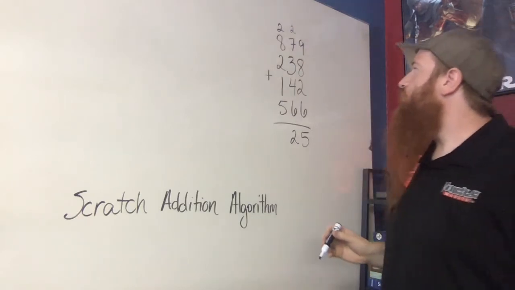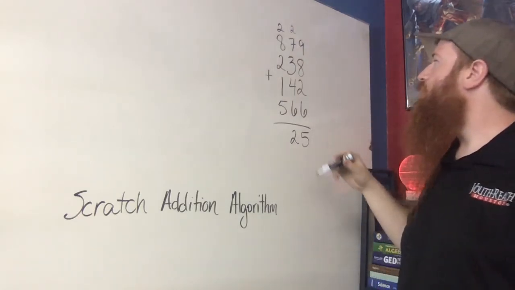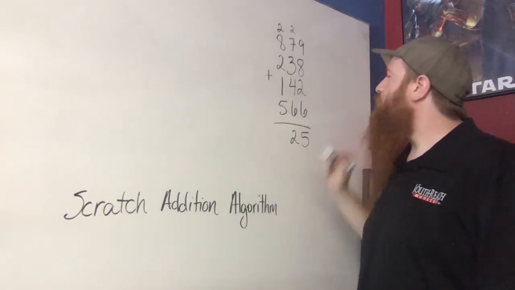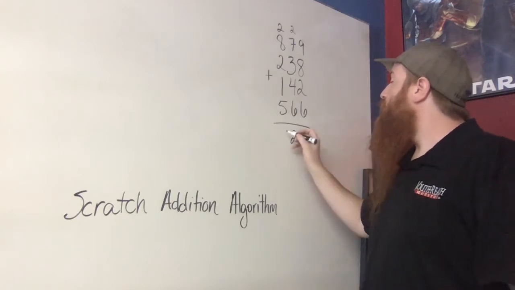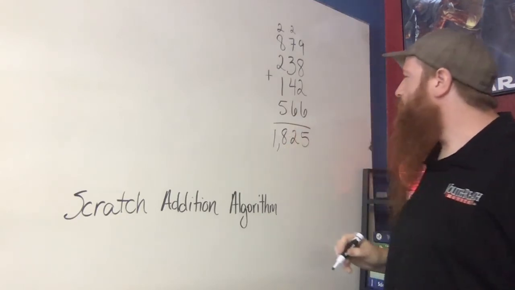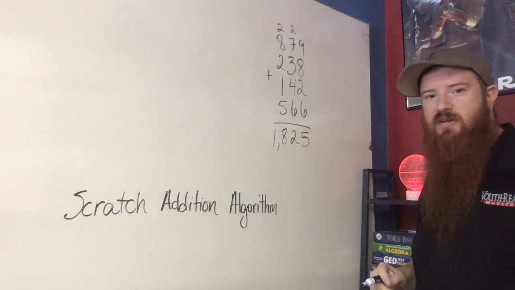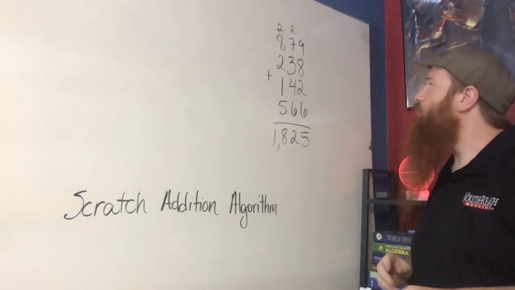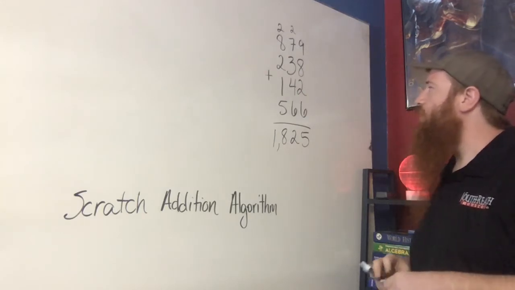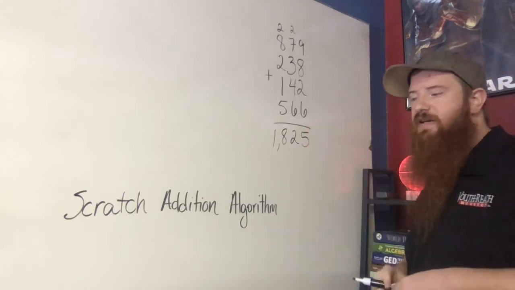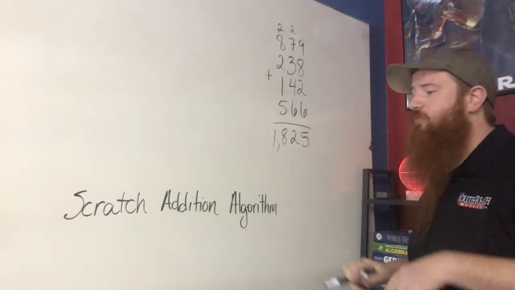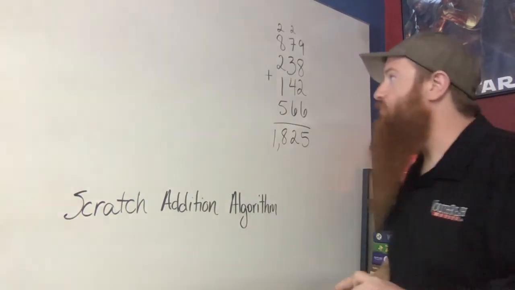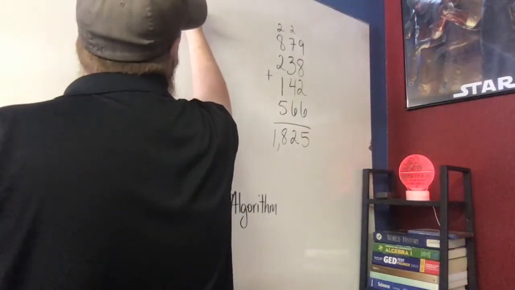And then we have 2 plus 8, that gives us 10, plus 2 is 12, plus 1 is 13, plus 5 is 18. So our answer here is 1,825. Again, some students have issues trying to add all of those numbers in their mind when you're going down a column. So the scratch addition algorithm kind of eliminates that need to do that. So let me rewrite the numbers, and then I'll show you guys how to do that.